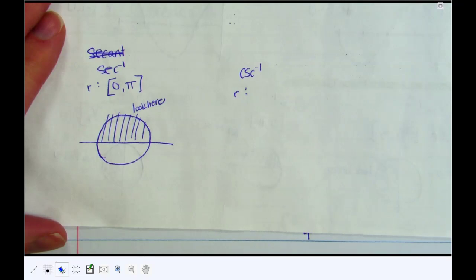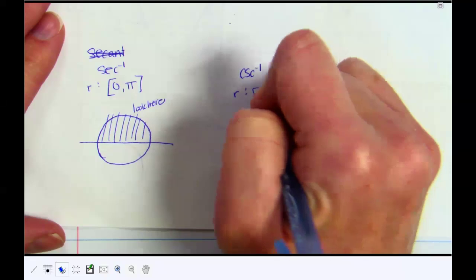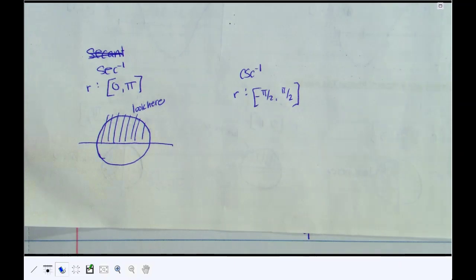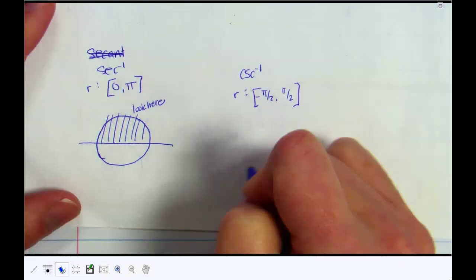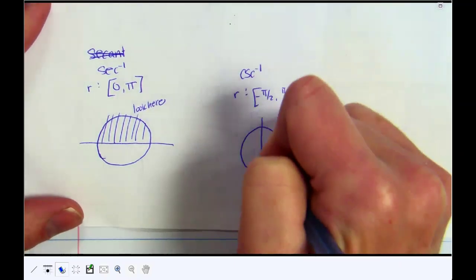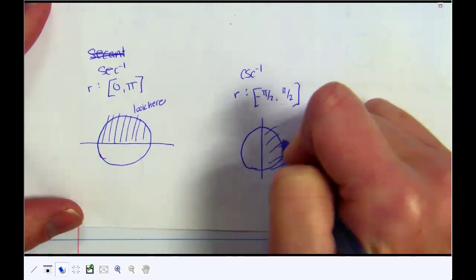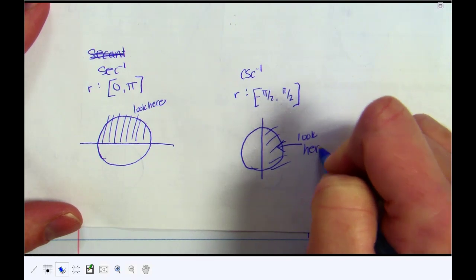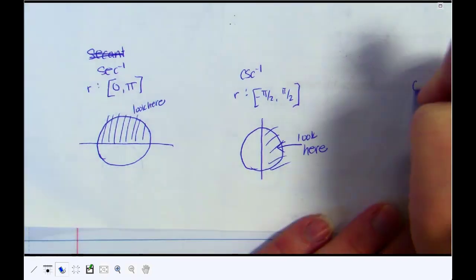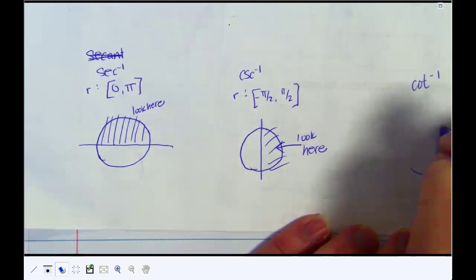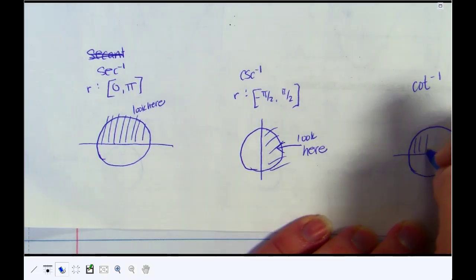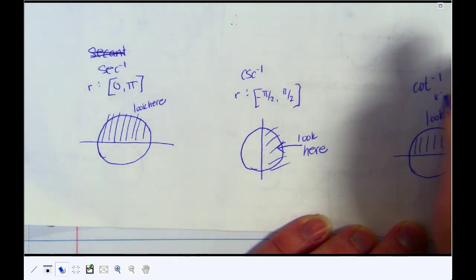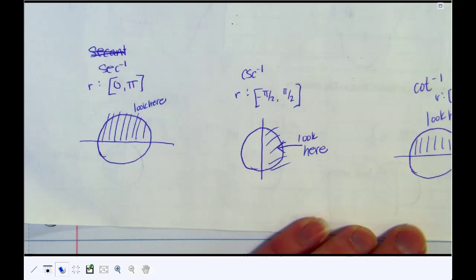Cosecant inverse is negative pi over 2 to positive pi over 2. Those two make sense because secant goes with cosine, top half. Cosecant goes with sine, which is right half. Cotangent is weird. That's the problem. That's why we're writing this down, honestly. So cotangent inverse is top half, 0 to pi. There you go.